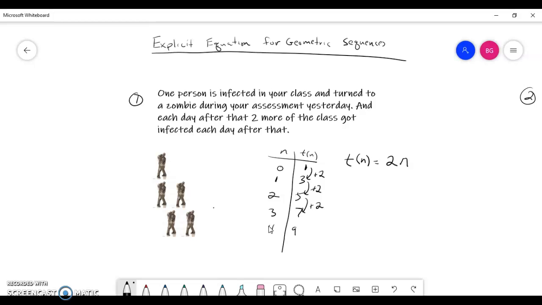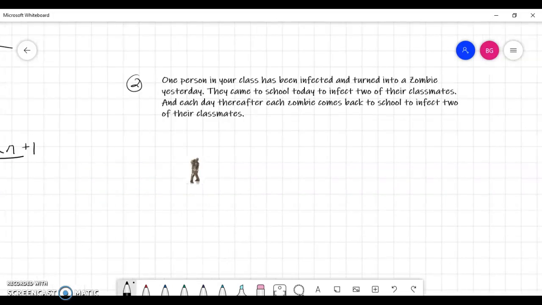And then our 0 term, the starting amount. We needed 1 zombie to get started. So the equation for this pattern is t of n equals 2n plus 1. So this one followed an arithmetic sequence. Now, not every pattern is going to follow an arithmetic sequence, so we're not always going to have the same form of t of n equals 2n plus 1, that y equals mx plus b slope-intercept form. So let's go into problem number 2.